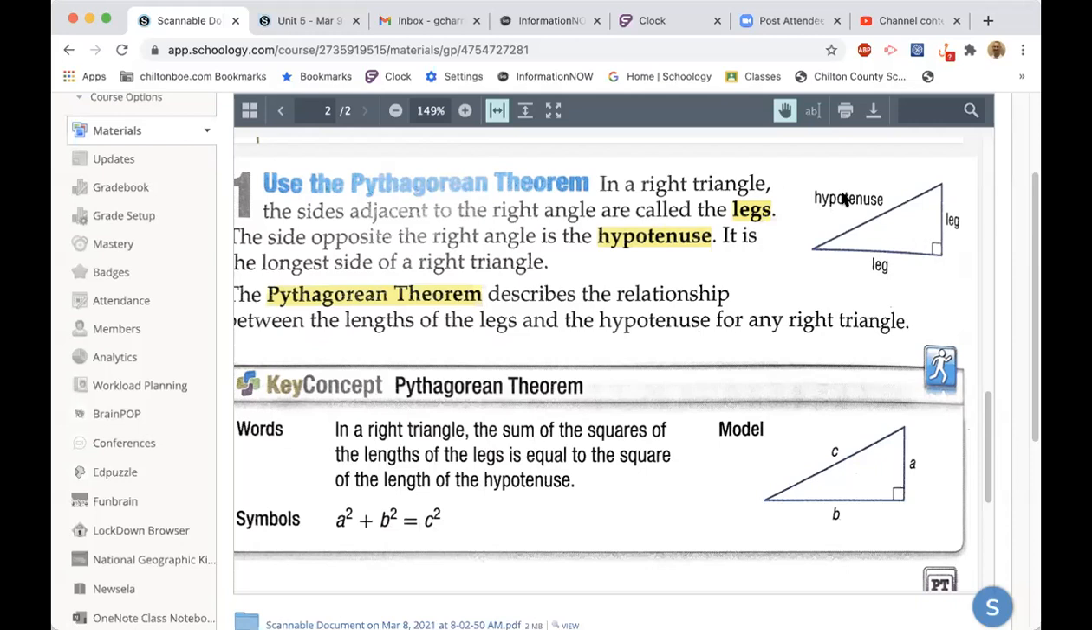The hypotenuse is always the longest side of the triangle, but it's shorter than the sum of the legs. I'll say that again. The hypotenuse is always the longest side of a right triangle, but it's always shorter than the sum of the two legs.